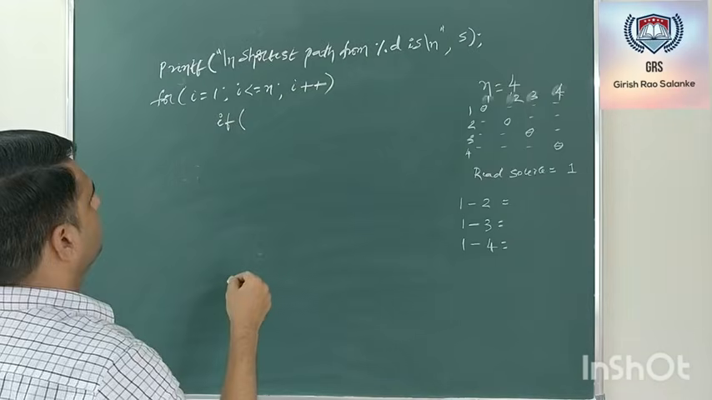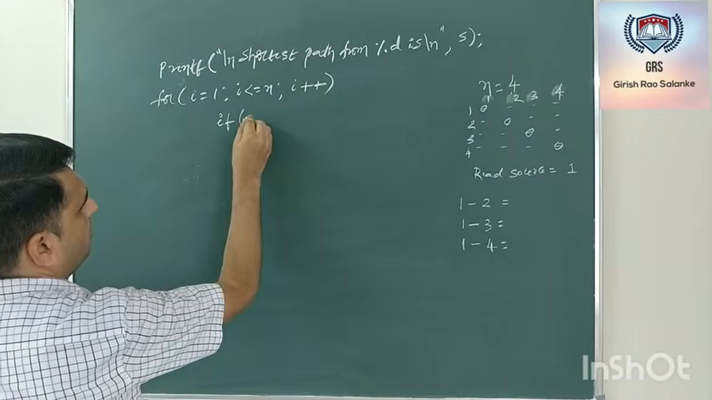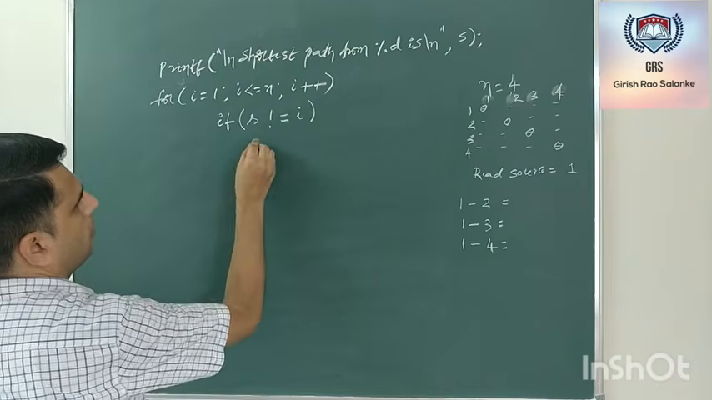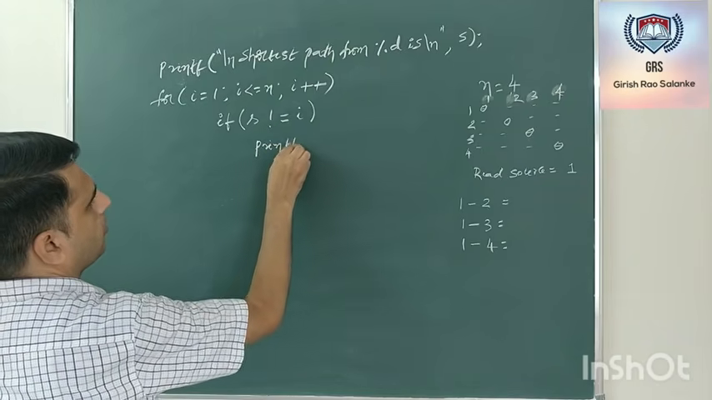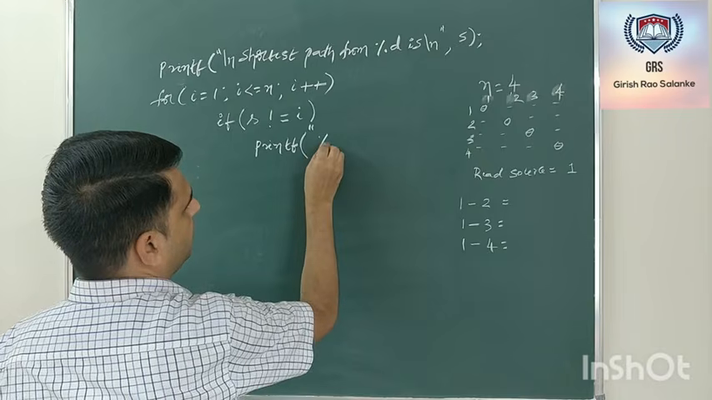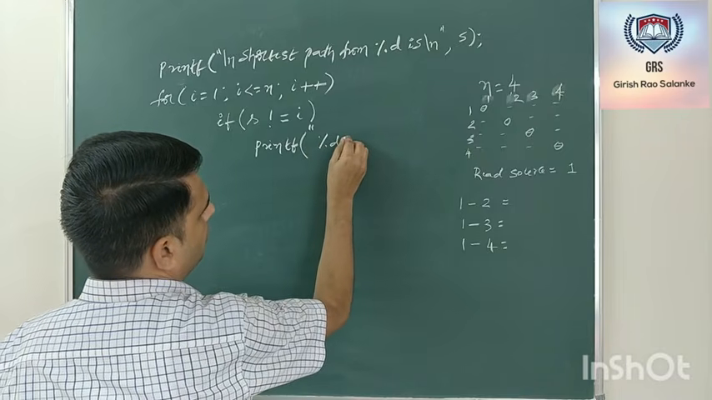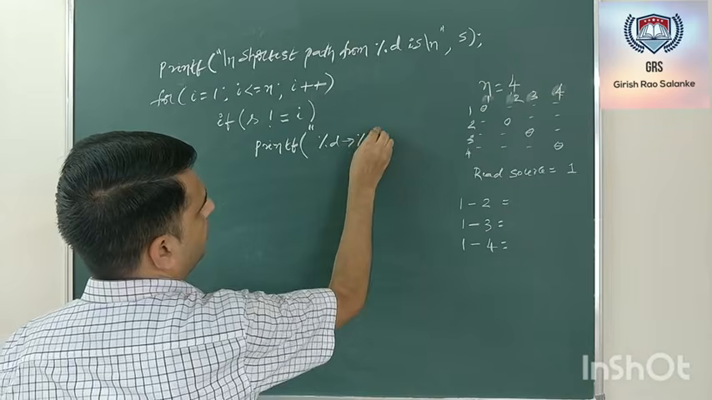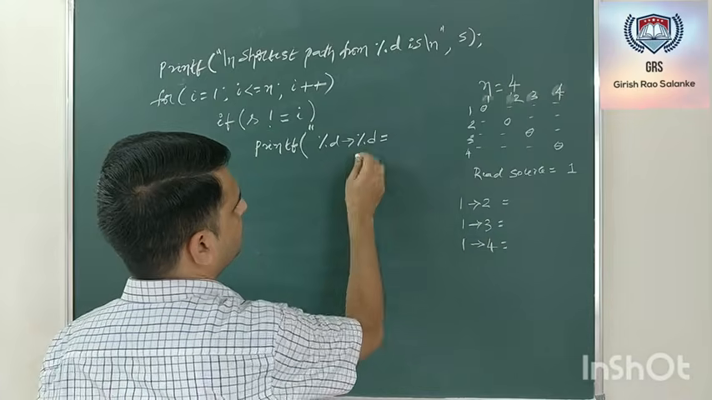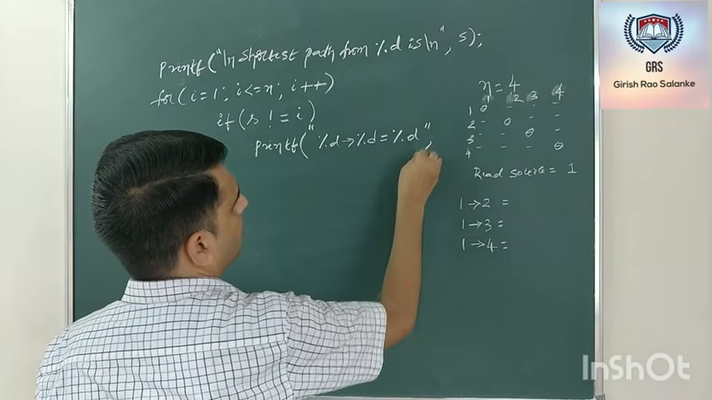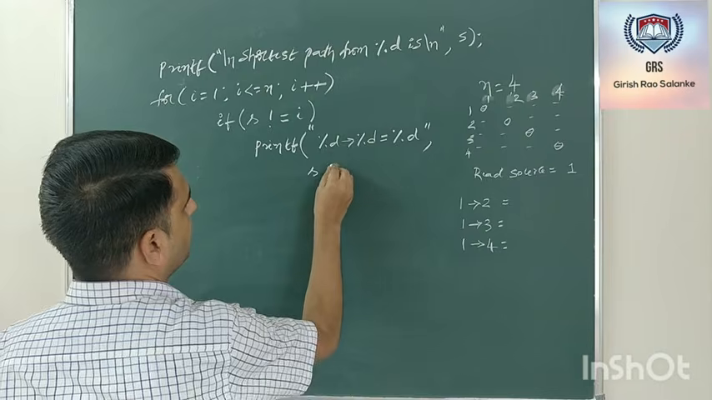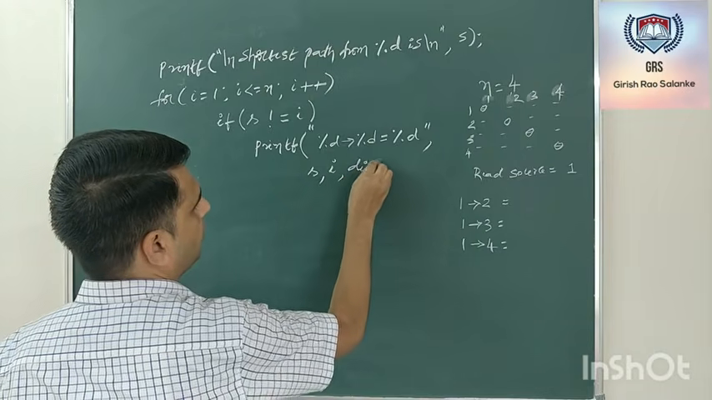I will not print the shortest path from s to s. If s not equal to i, printf. I will need to print something like this: percentage d to percentage d is equal to percentage d. What is this first percentage d? This is s, the source vertex. Second one is i. Third one is the distance of i.